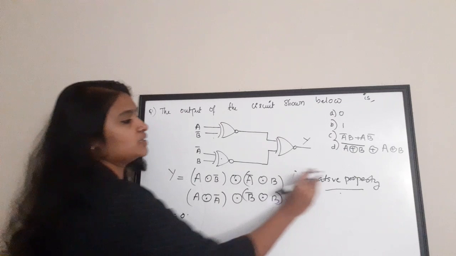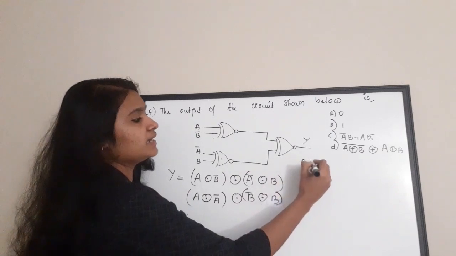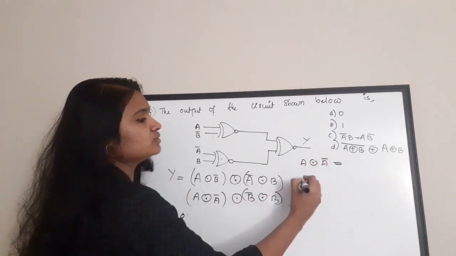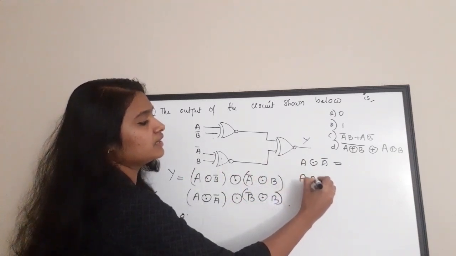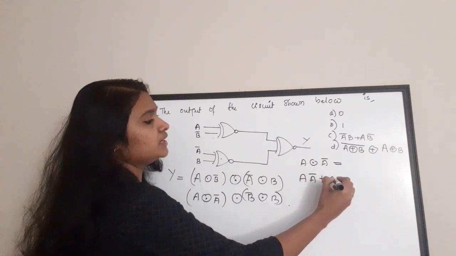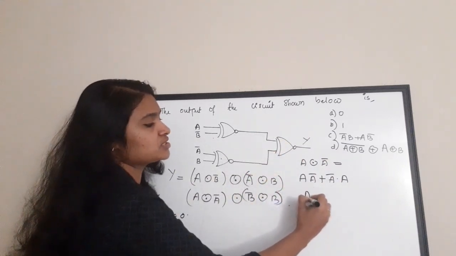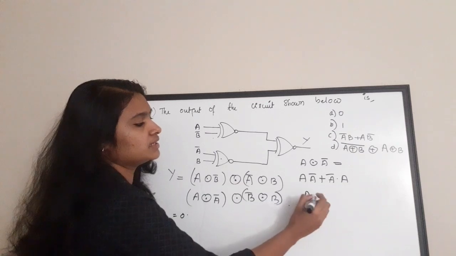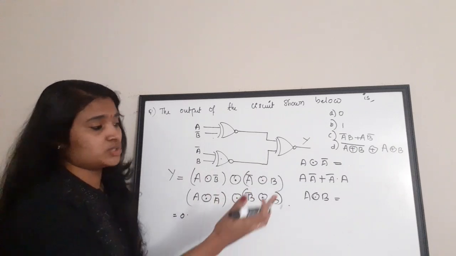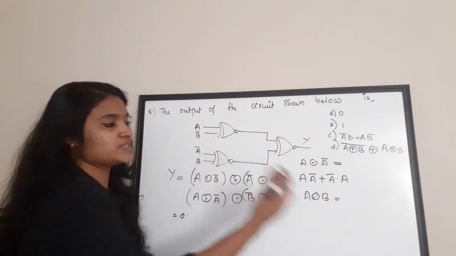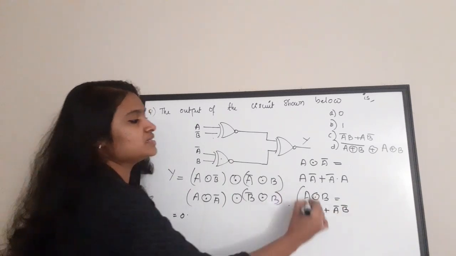How will it be equal to 0? I'll write the expression for A XNOR A bar here. What is the expression for simply A XNOR B? I'll write this common expression for XNOR once again here, just to make you remember. If we expand A XNOR B, it will be AB plus A bar B bar. So this is the general expression.